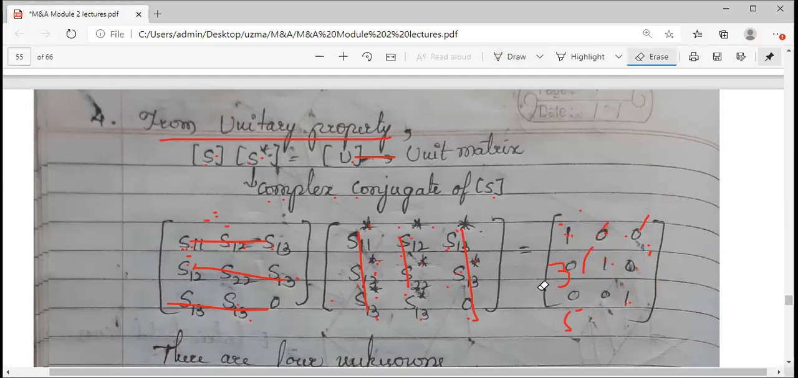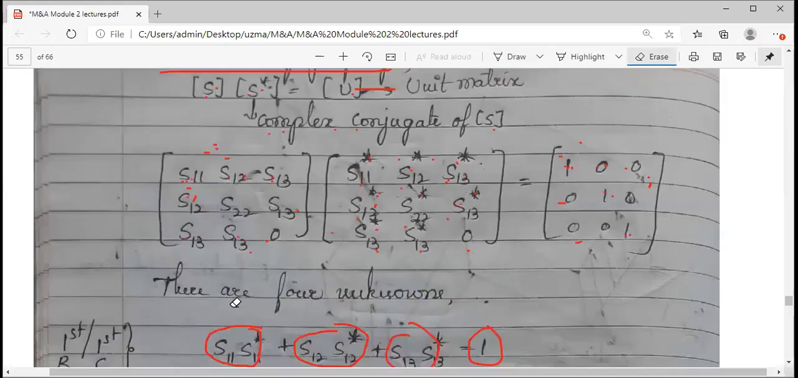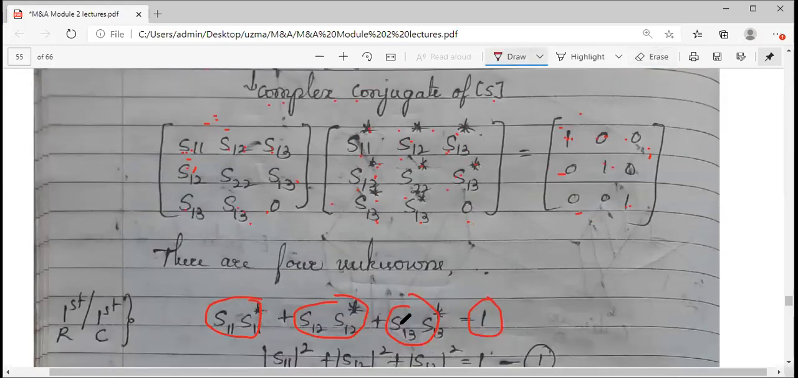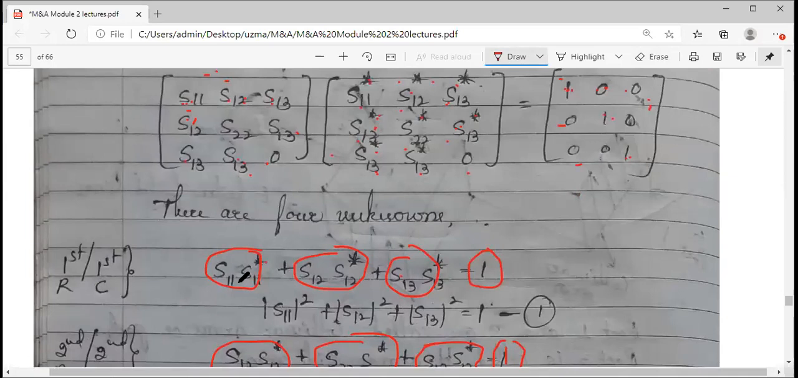So first let me show you these three equations, how I have reduced them further. Take the first one, first row, first column. I have written the first term S11 S11 star is equal to this. How? Star indicates complex conjugate. If I have a number a plus jb, its complex conjugate is a minus jb. Okay, so the sign is changed here.